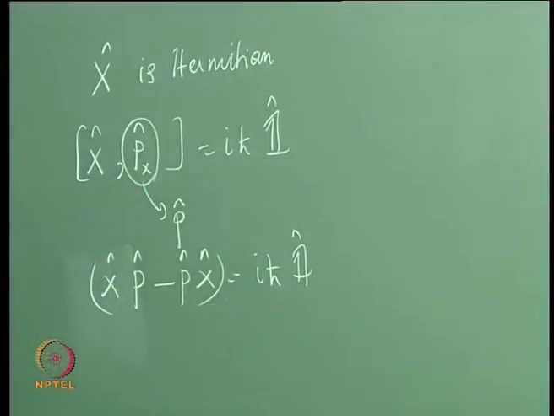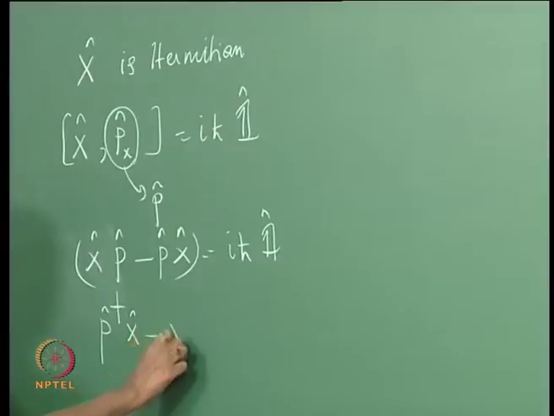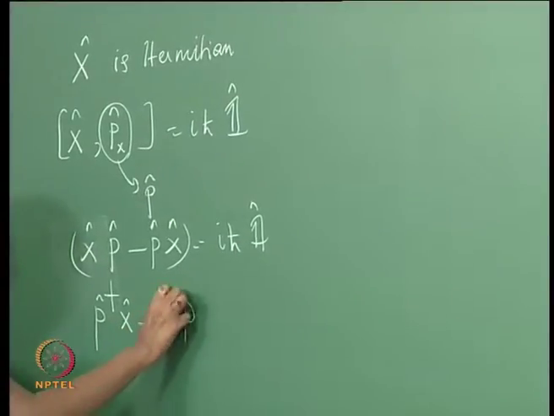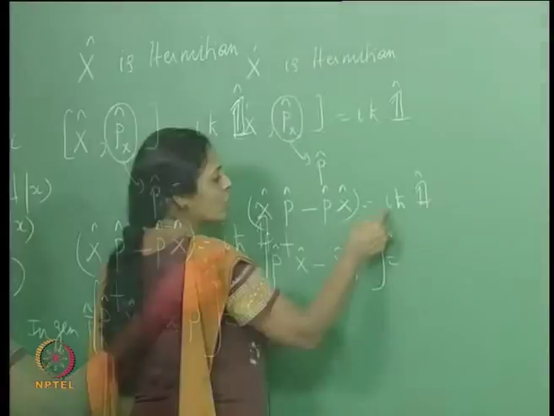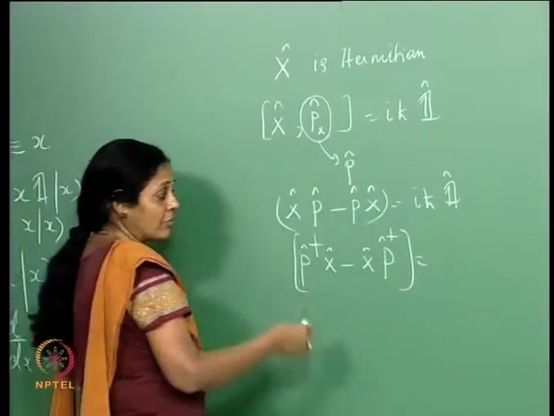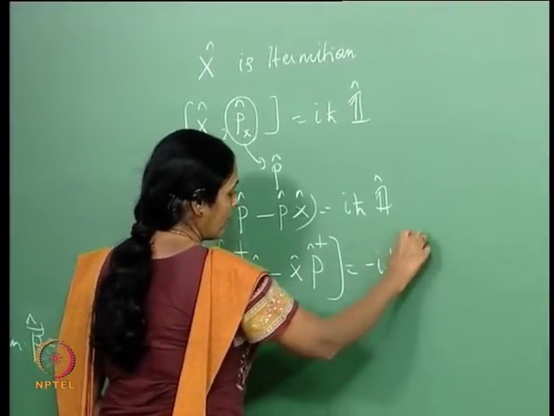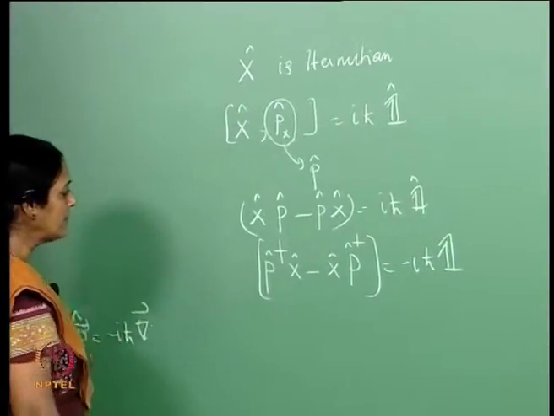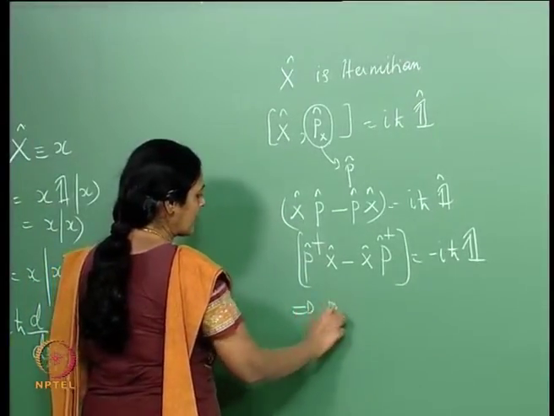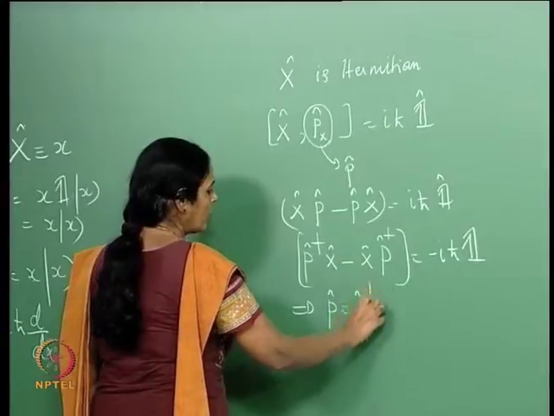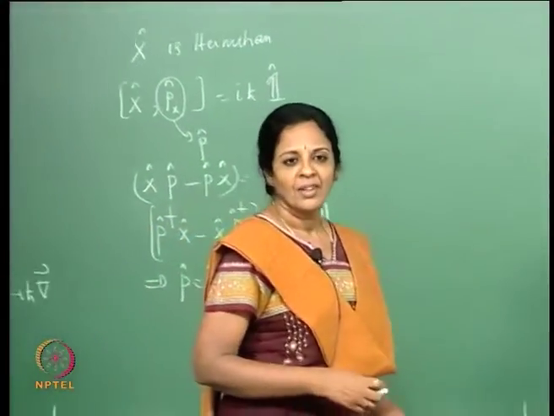Take the Hermitian conjugate. So, that is p dagger x dagger, which is x, minus x dagger p dagger. And when I take the transpose conjugate in the case of the matrix, all elements get complex conjugated, and therefore, I have minus iħ times the identity. Now, we can compare the two of them. This implies that P is Hermitian, which is the way we want it.